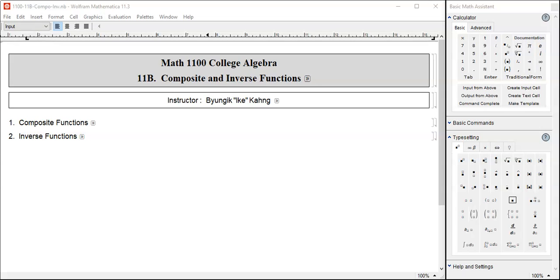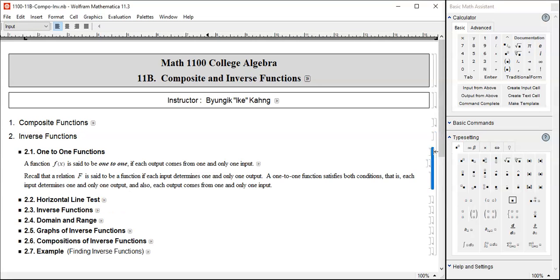Hello students, welcome back. We just completed section 1 of this notebook. Let's go to section 2, inverse functions. But first, let's establish the concept of one-to-one functions.